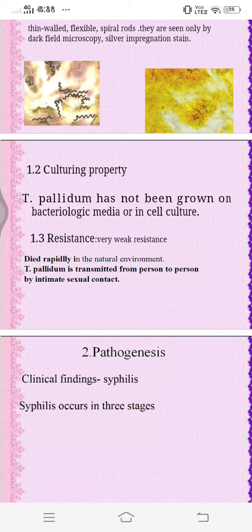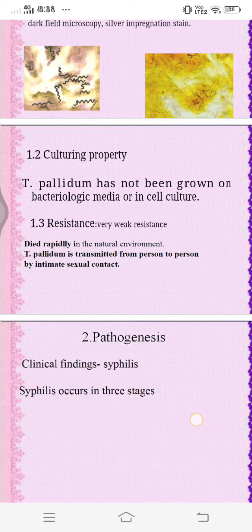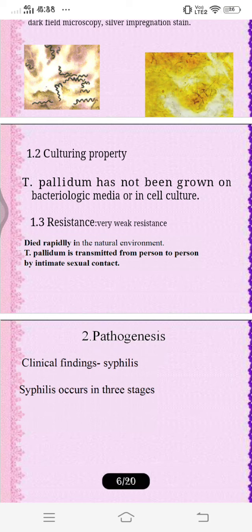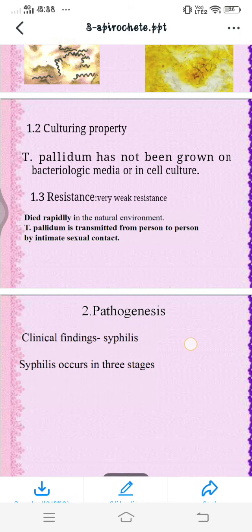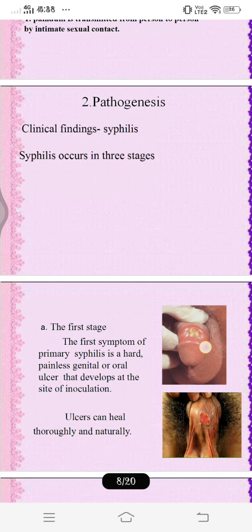What are the diseases caused by this? That is the pathogenesis. Treponema pallidum mainly causes syphilis, a sexually transmitted disease. It enters through minute abrasions on the mucosa or skin, and the incubation period is 10 to 90 days. The clinical features are divided into 3 stages: primary, secondary and tertiary. First, let us understand the clinical findings. Syphilis occurs in 3 stages, as we are discussing.